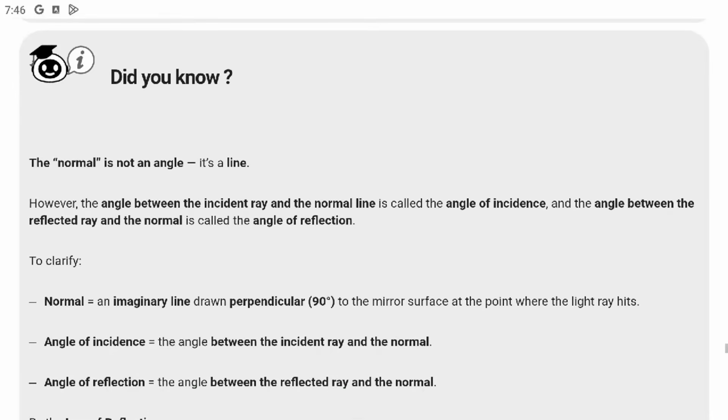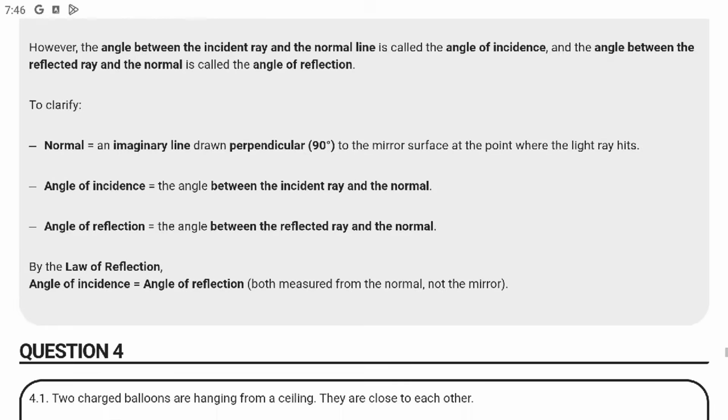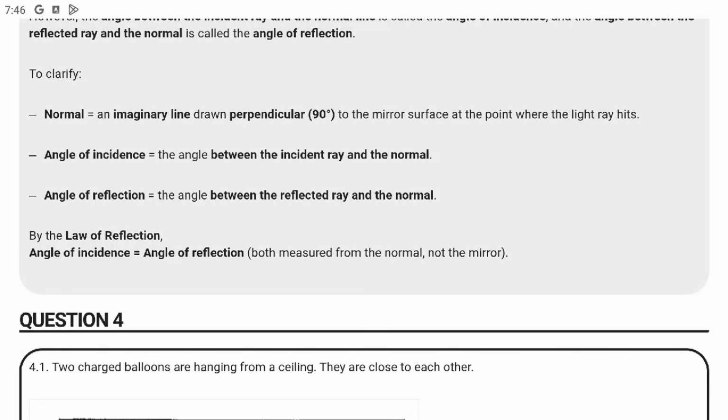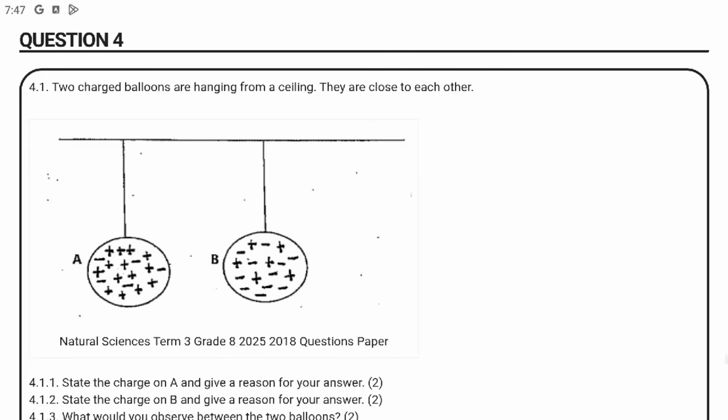So angle of incidence equals the angle between the incident. So all that we have also covered so far. But basically, the law of reflection is angle of incidence equals to angle of reflection, both measured from the normal, not the mirror. Okay, so let's go into question 4.